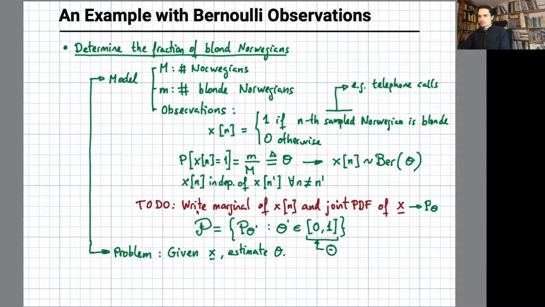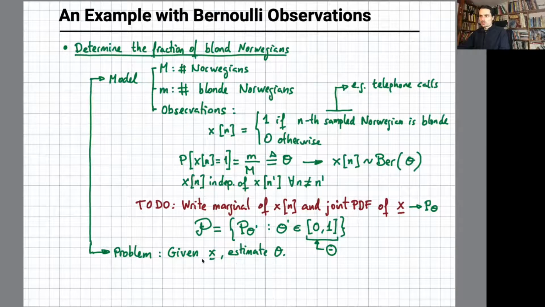As an exercise, you may want to write the marginal of xn and the joint PDF of x, and that will give us the distribution capital P sub theta. Therefore, our model, or family of distributions, can be expressed in this way, where the parameter can take a value within this interval. This will be therefore our capital Theta. And by the way, I will be omitting the prime whenever it is clear from the context.